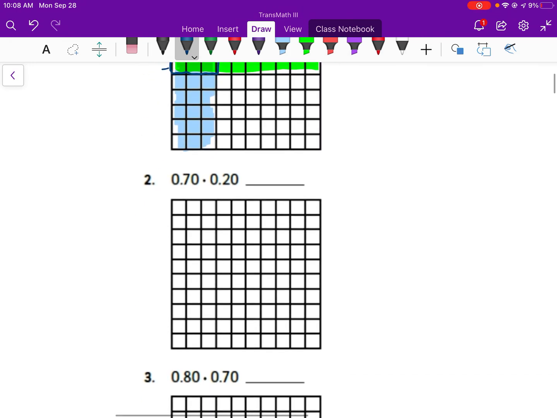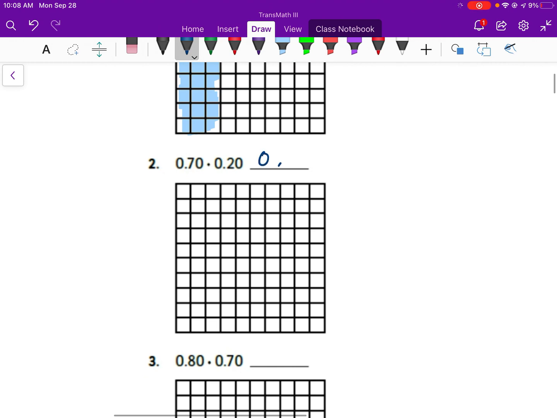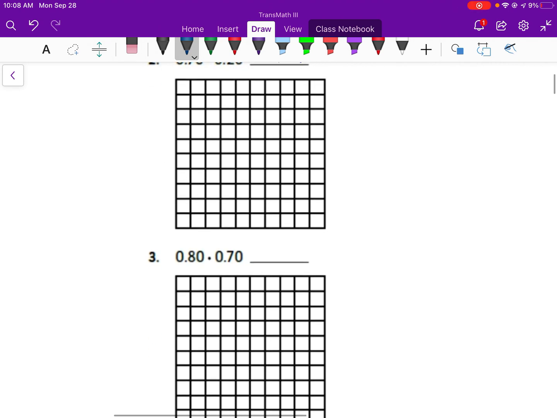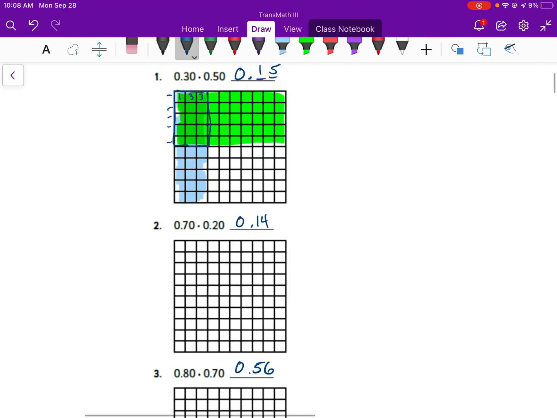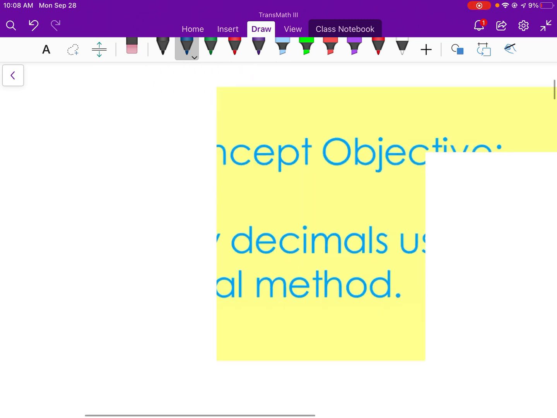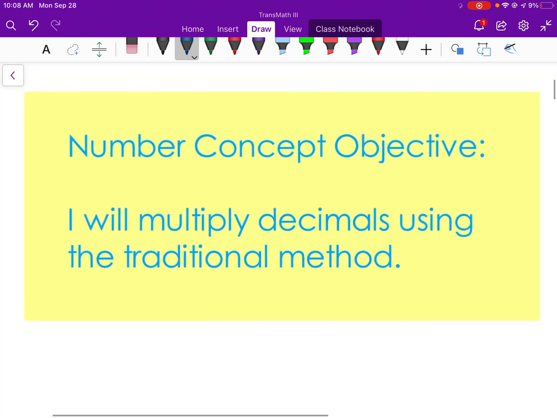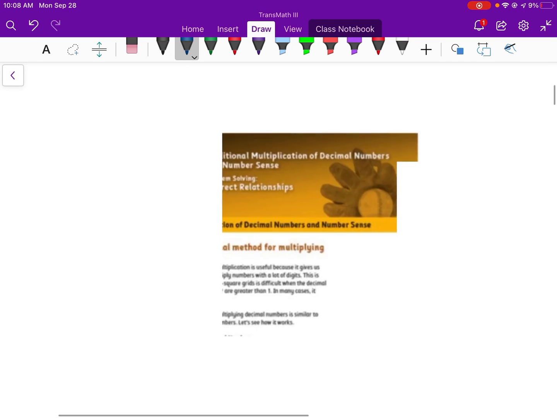If you do number 2, you should get 0.14. And then finally, 0.56 for number 3. So make sure you got those correct. Now, like I said, today we're going to multiply decimals using the traditional method.